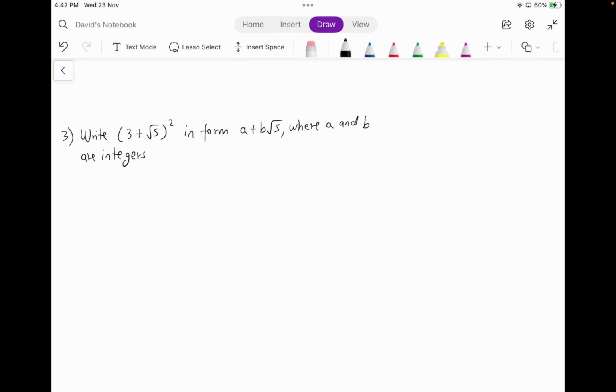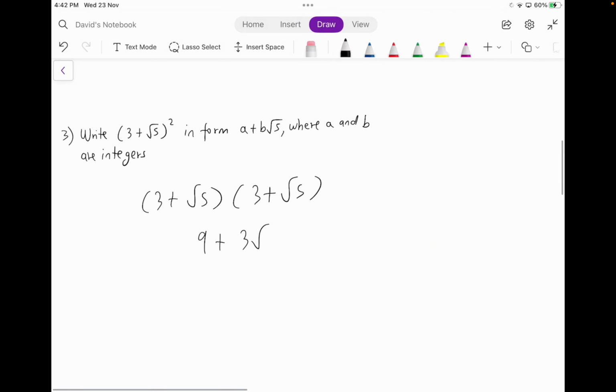So what we have to do in this case is start expanding the brackets. That's the most important step that we do in this case. By expanding the brackets, we should be getting 3 plus square root 5, brackets 3 plus square root 5, where 3 times 3 is going to become positive 9, plus 3 times square root 5, that's going to give us 3 square root 5, plus 3 times square root 5 again.